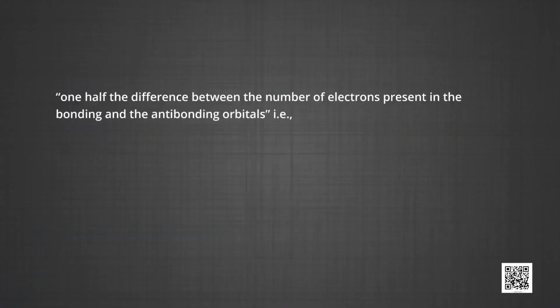Now, a new concept, the bond order. Bond order is defined as 1/2 the difference between the number of electrons present in the bonding and the antibonding orbitals. That is, bond order is equal to half of Nb minus Na.